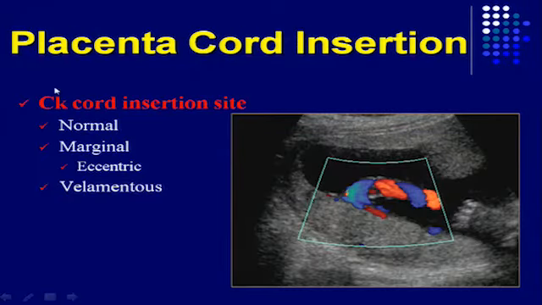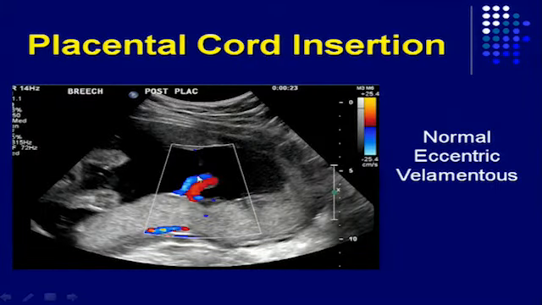Look for the placental cord insertion. Again, not mandatory yet, but recommended. It can be normal, marginal, or eccentric, velamentous. So we'll go through each of these. So looking at the posterior placenta here, this is a nice central insertion into the placenta. We can see the placenta mass towards the back or posterior. Eccentric just means that it's not in the center.